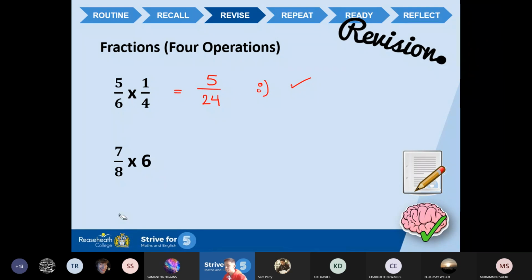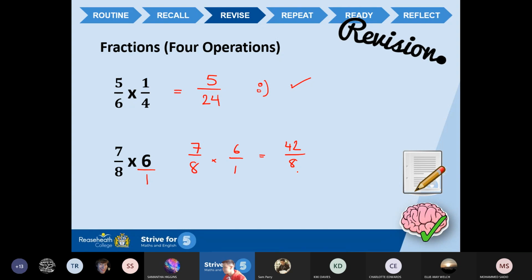In order to turn 6 into a fraction, we need to divide it by a number, and that number is 1. Any number divided by 1 stays the same, okay? So let me write that. So we're going to go 7/8 times by 6 over 1. If it was times by 100, for example, I'd put 100 over 1. Anything as a whole number, write it as a fraction over 1 and it stays the same. Okay, 7 times 6 is 42. 8 times 1 is 8.